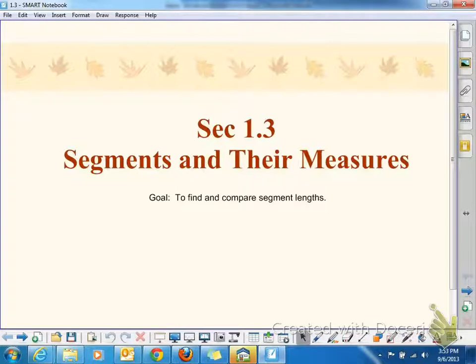Hi, welcome to our next section of geometry, section 1.3, segments and their measures. Our goal is to find and compare segment lengths.